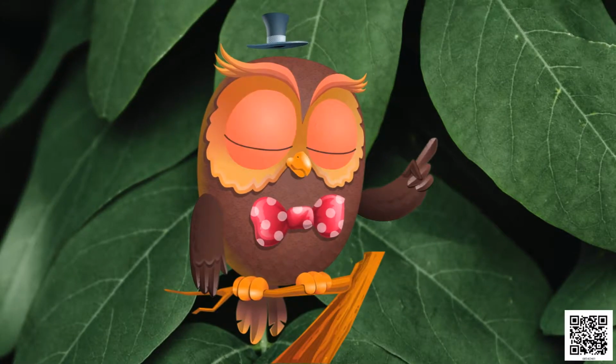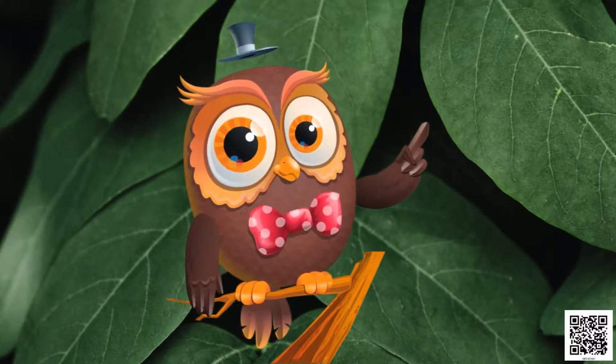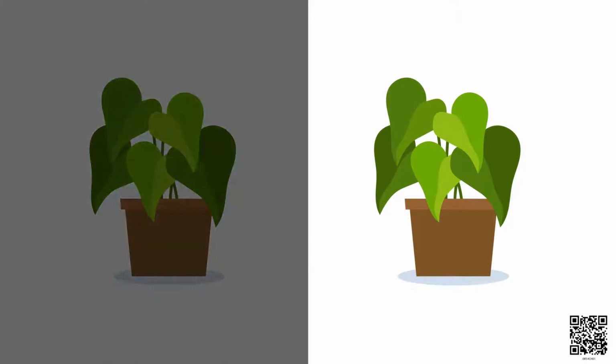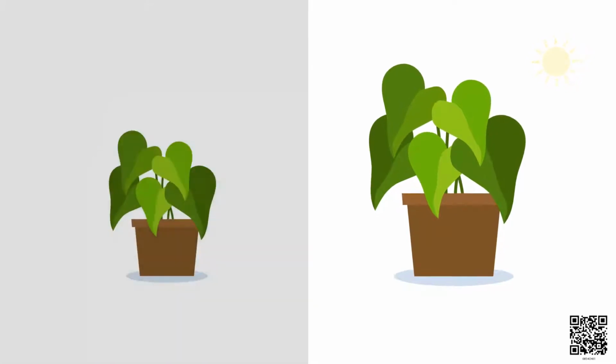How will you test the presence of starch in leaves? Take two identical healthy potted plants. Take one of the plants and keep it in dark for a few hours so that all the starch of the plant is used up, and place the other plant in sunlight.